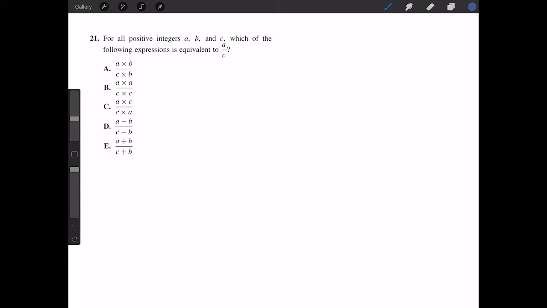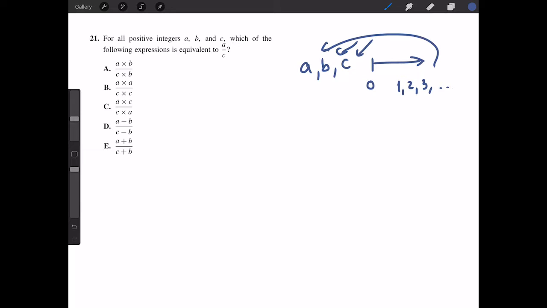Problem 21 reads, for all positive integers a, b, and c, which of the following expressions is equivalent to a divided by c? So here, the first thing they're saying is that the values a, b, and c are all positive integers. In other words, they're to the right of 0. So numbers like 1 or 2 or 3, etc., would be able to replace the letters or the variables a, b, and c. That's important to know because it does eliminate certain things that otherwise wouldn't apply.